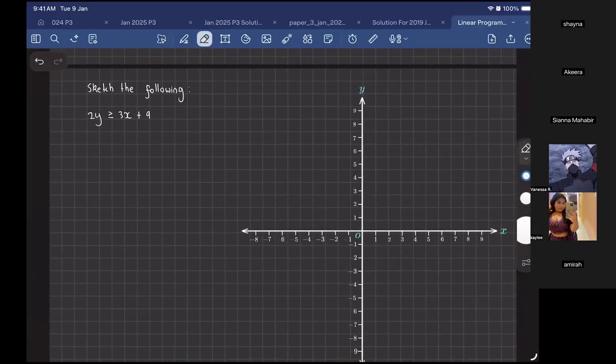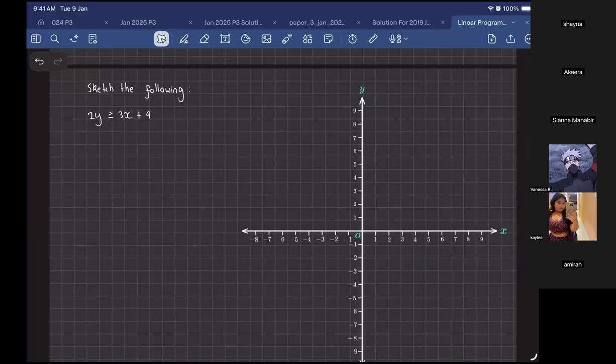They want you to sketch the following line. You know the procedure, right? Kaylee, can you run me through the procedure one more time quickly? What's the first thing you're going to do? Talk to me. So we look at the equation. What will be the equation for this? So y is more than or equal to 3x plus 9.